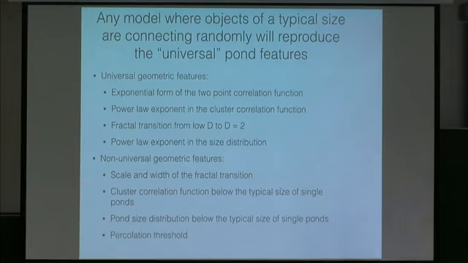And then, for example, for small ponds or small clusters, below the 2-point correlation length, the cluster correlation function doesn't have to be universal, and then the size distribution doesn't have to be universal. And then the percolation threshold doesn't really need to correspond to what the real pond coverage is. So the fact that our model really reproduces all of these non-universal features is why we chose it instead of any other model.